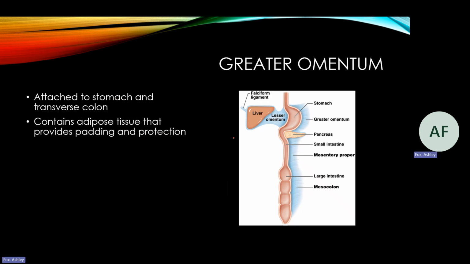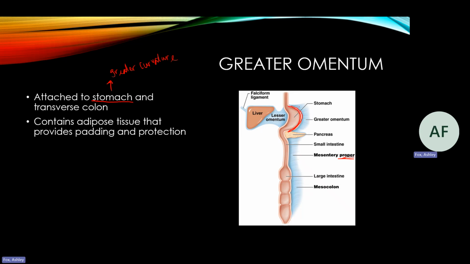So greater omentum is a specific type. So we're going to have mesentery proper that we're going to talk about that's in between the small intestine, and we're going to see it between the large intestine too. The greater omentum is attached to the stomach, and it's specifically going to be on the greater curvature. And we'll see that when we get to the stomach, and especially in lab. Greater curvature meaning kind of the larger curve here on the stomach.